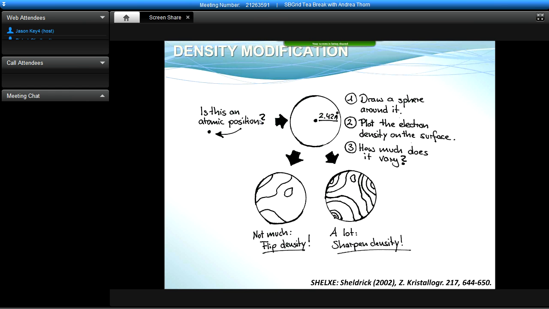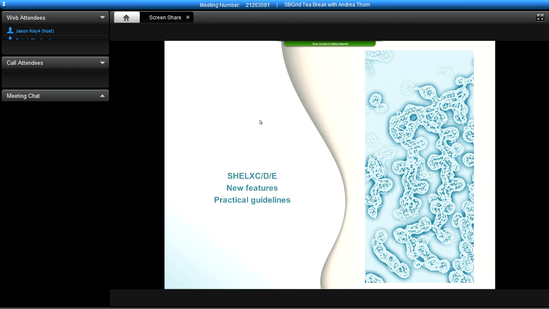The alternative is the density on the surface of the sphere varies a lot. In this case, you want to sharpen the density because you think you're actually sitting on an atomic position, and you should sharpen whatever is around you. This, in time, leads to a relatively good map and reduces the phase error.